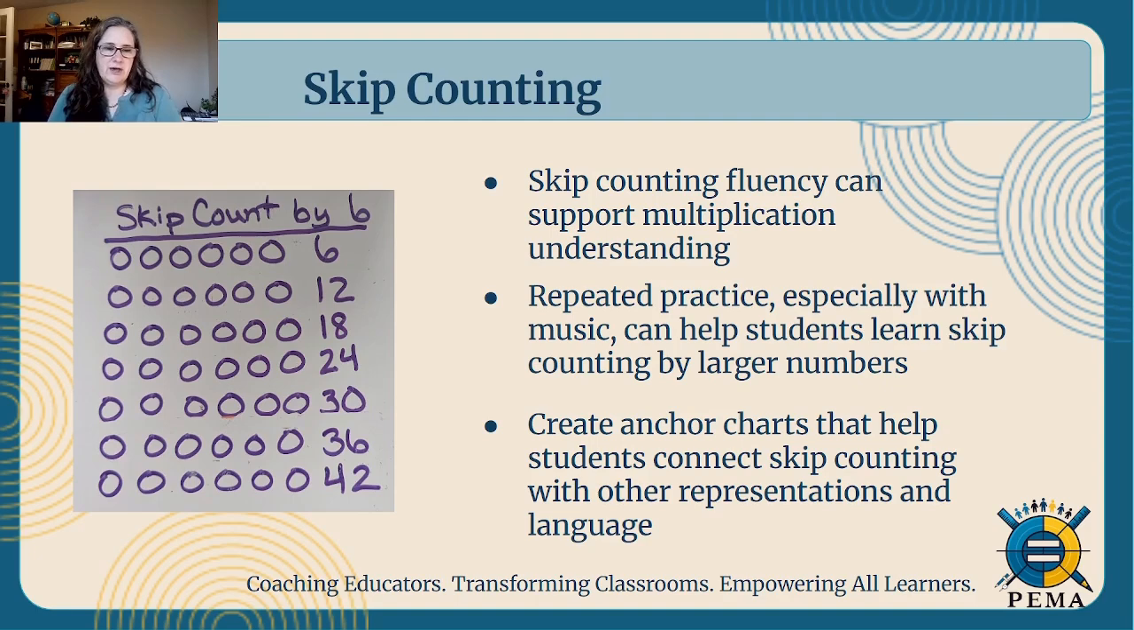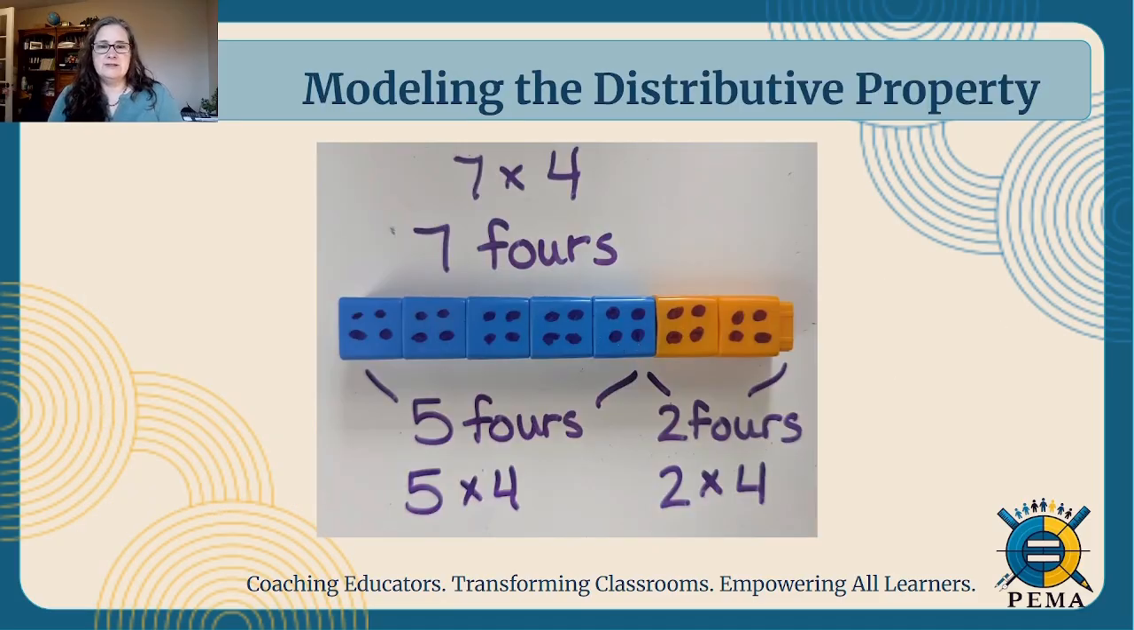This process will help students connect the act of skip counting to counting individual objects, or a one-to-one count. And it also will help connect skip counts to arrays, which is another representation we need students to leverage in order to focus on our work with the distributive property and connect multiplication to area. So let's think about a concrete pictorial abstract progression for the distributive property.